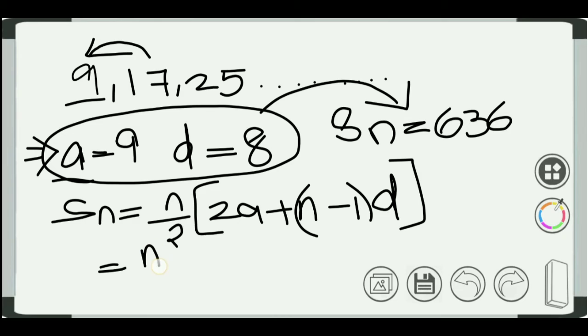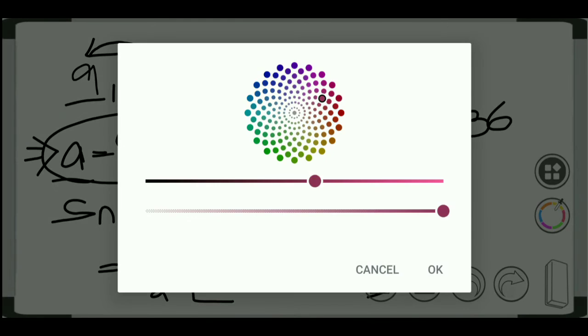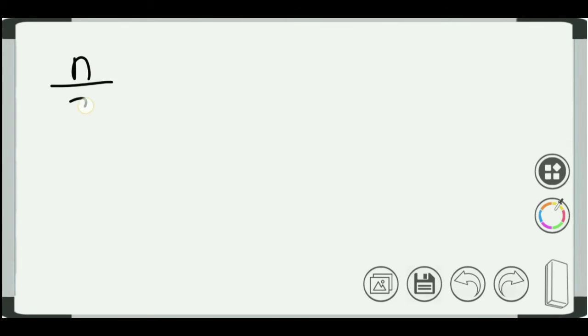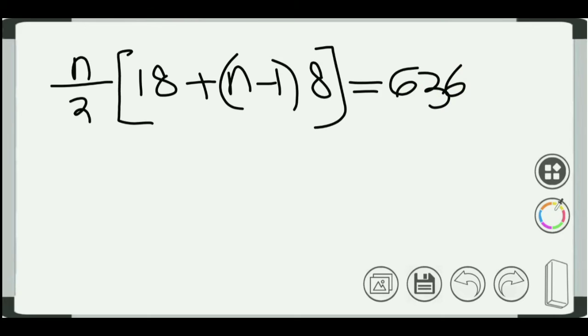Now n is what we need to find. So n by 2 into 2a, where a is 9: 2 into 9 plus (n minus 1) into D, which is 8. Now 2 into 9 you can write 18. Now you can give this 8 to both n and minus 1. n by 2 into (18 plus (n minus 1) into 8) is equal to 636, given in the question. Now I am giving this 8 to both n and minus 1.